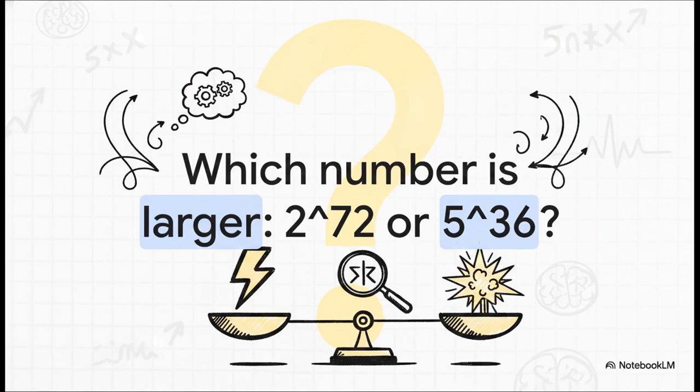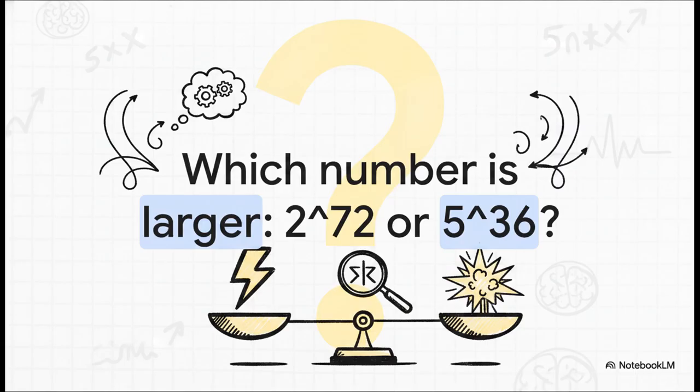You know when you're looking at an exam paper and you see a terrifying comparison problem and you just freeze? Yeah, you're definitely not alone. Let's crack one of these together. Take this question. Which number is larger, 2 to the power of 72 or 5 to the power of 36? I mean, how on earth are we supposed to compare these without reaching for a calculator? Because you sure won't have one in the exam hall.